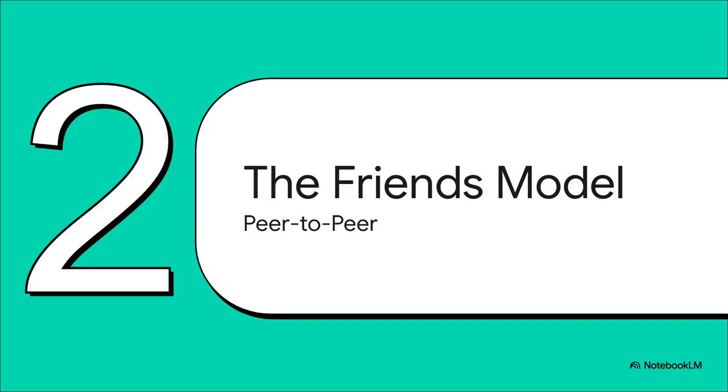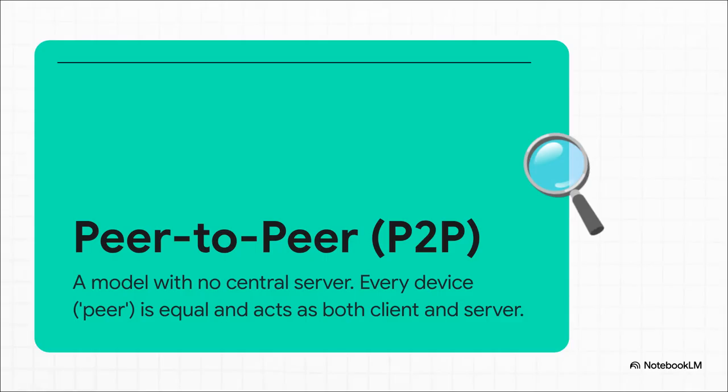Okay, now let's flip the script and look at our second blueprint. This one is a whole different world. We're going to call it the friends model because it pretty much throws that whole central idea out the window. In a peer-to-peer network, or P2P, there is no librarian. There's no central server at all. Every single computer, which we call a peer, is totally equal. Your computer can ask for a file one minute and then turn around and share a file the next. Everybody's both a client and a server at the same time.